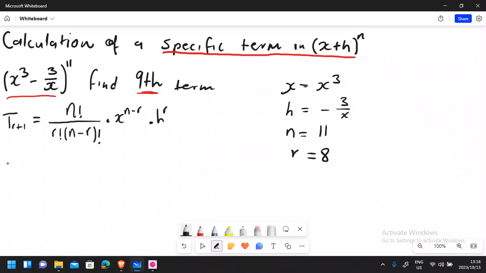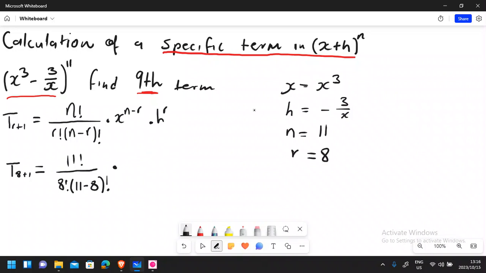Now when we substitute here, we will have t, and then r is going to be 8 plus 1, and then this is going to be equal to, what is our n? Remember, our n is our exponent, so it's going to be 11 factorial divided by, right? Then what is our r? It's going to be 8 factorial, then open bracket, our n is going to be 11 minus 8, right? Because r is 8. Then let's not forget the factorial.